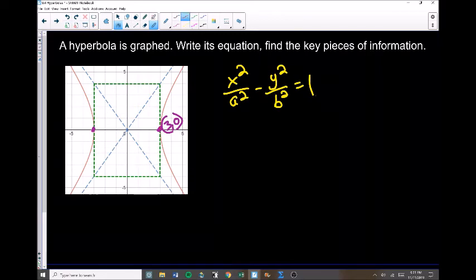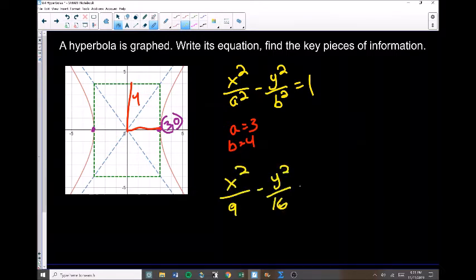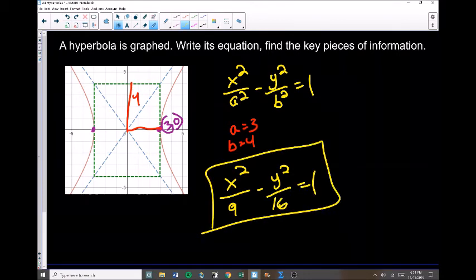Well, the a value is 3. The b value is 4. So I can write the equation really simply. X squared over 9 minus y squared over 16 equals 1, and boom, we've done it.